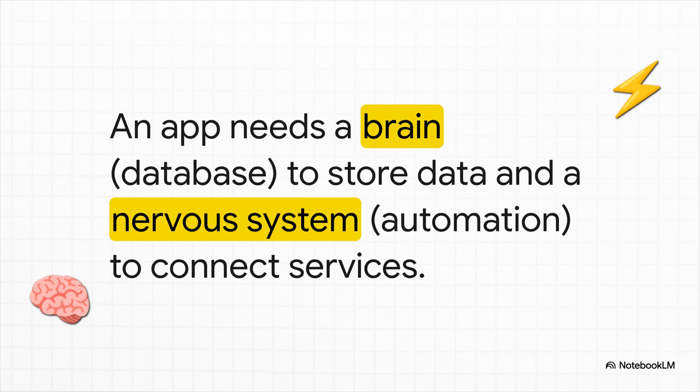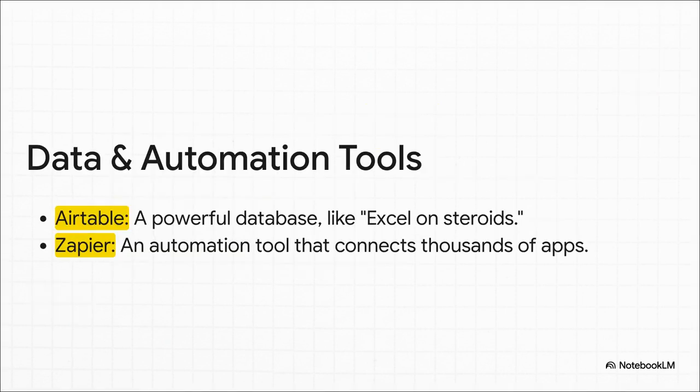But remember, an app isn't just a pretty face. It needs a brain to store all its information, and it needs a nervous system to connect all the different pieces and automate tasks. And that's where tools like Airtable and Zapier are essential. People call Airtable Excel on steroids, and it's true. It's a super powerful database that's as easy to use as a spreadsheet.